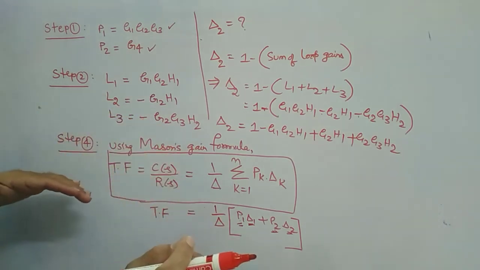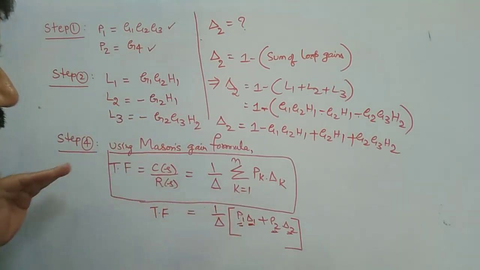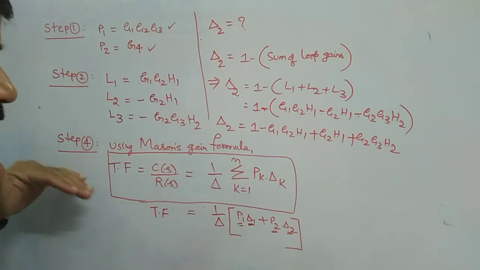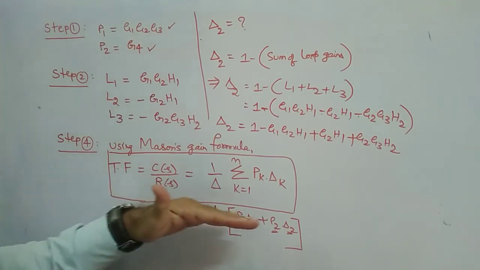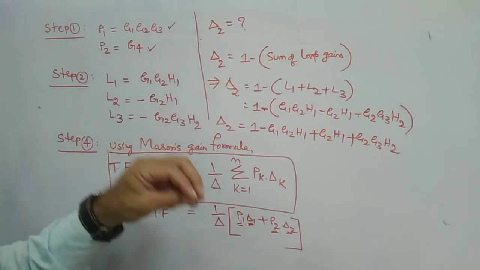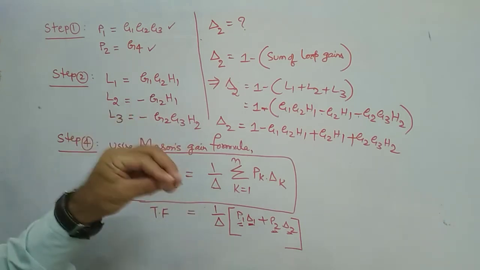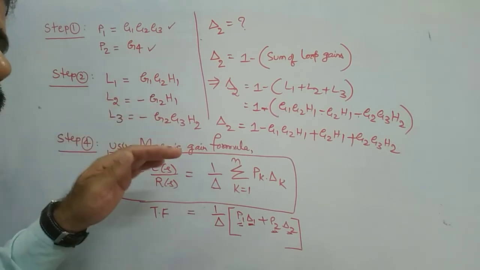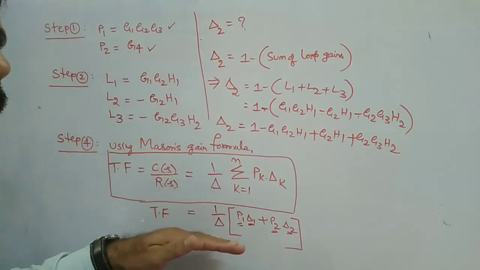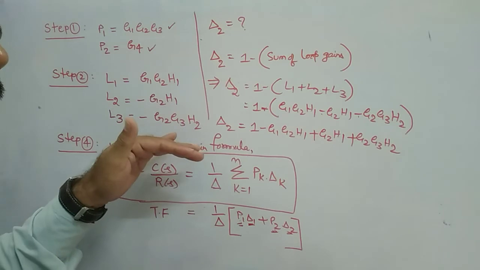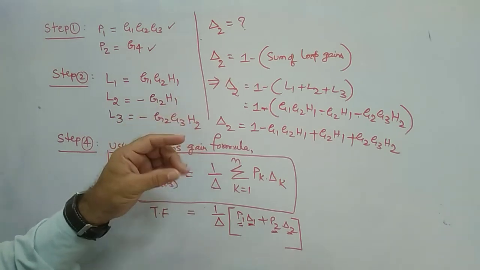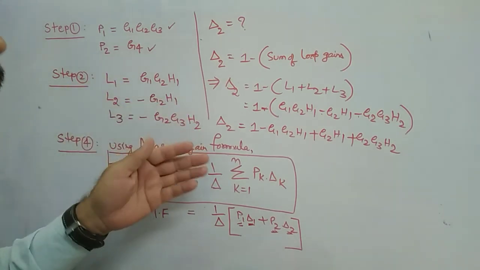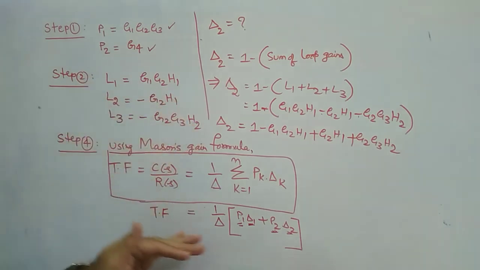Means for the next, the second forward path. With respect to the second forward path, are there any non-touching loops available in that signal flow graph? Yes. With respect to this second forward path, the loops which are there, basically L1, L2, L3, three loops. These three loops are not touching this path.